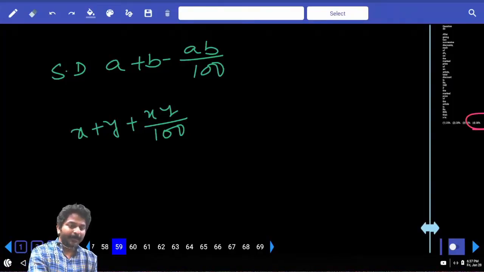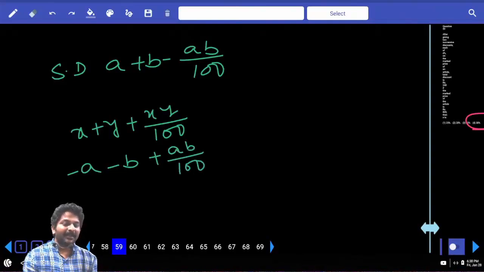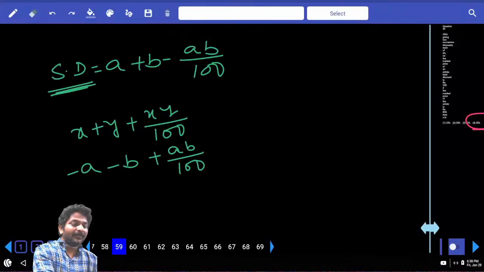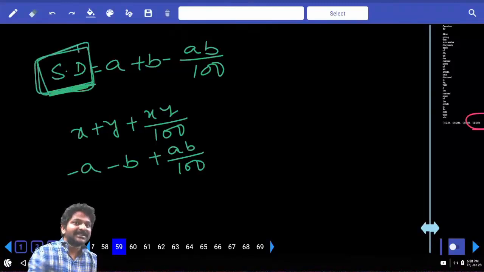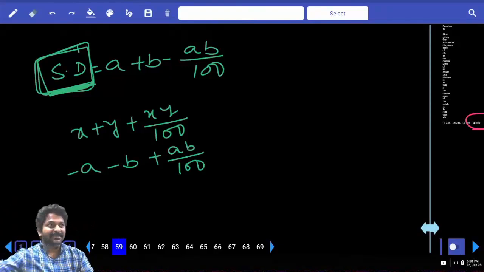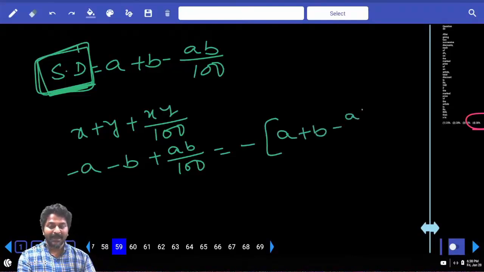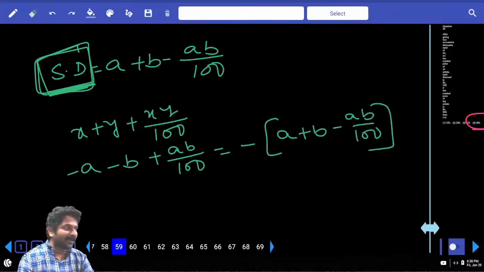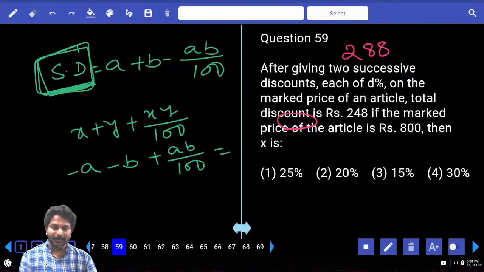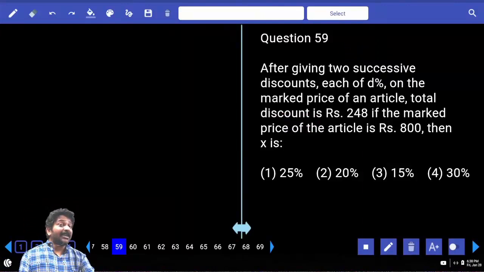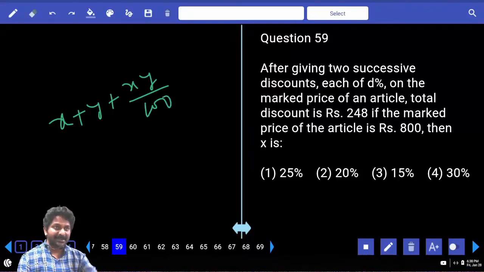Are you getting my point? Minus a, minus b, minus of minus, plus ab by 100. Now what is that we are trying to calculate now? Single discount. Single discount in the sense overall decreased value, right? Hence we need to take minus common, then a plus b minus ab by 100. అర్థమైందా? ఓకేనా? రైట్, గుర్తుపెట్టుకోండి. So at the same time, even this value x plus y plus xy by 100 we use even in case of compound interest also.